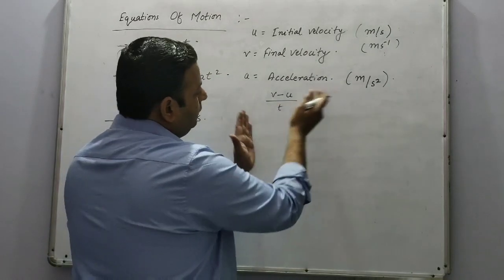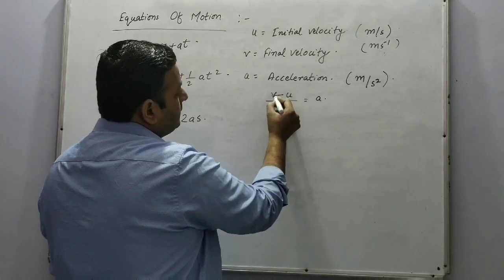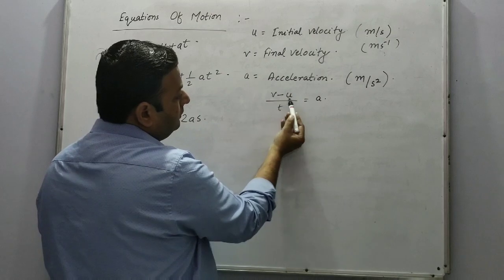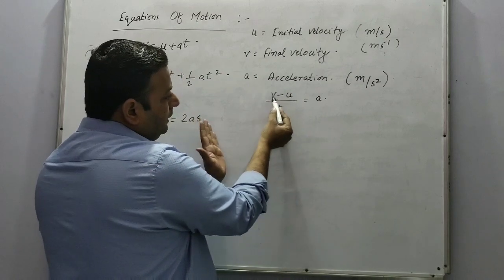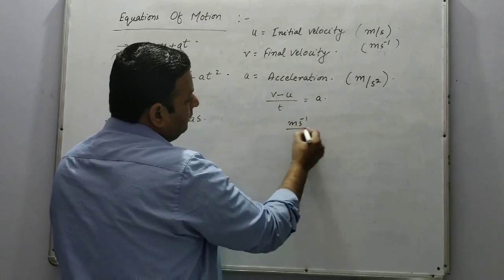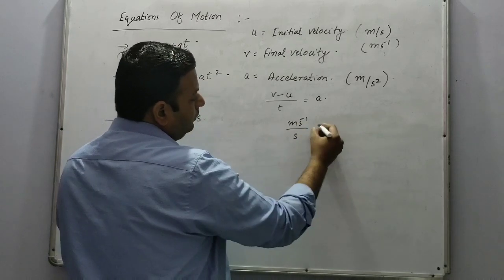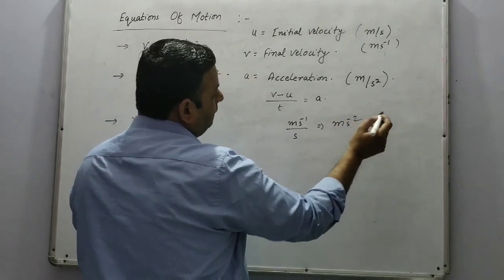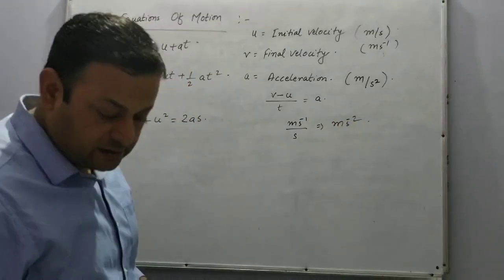We can also derive the unit from here. SI unit of V is meter per second, U is meter per second. So meter per second minus meter per second is also meter per second, divided by time, second. So that would be equal to meter per second square. So acceleration.